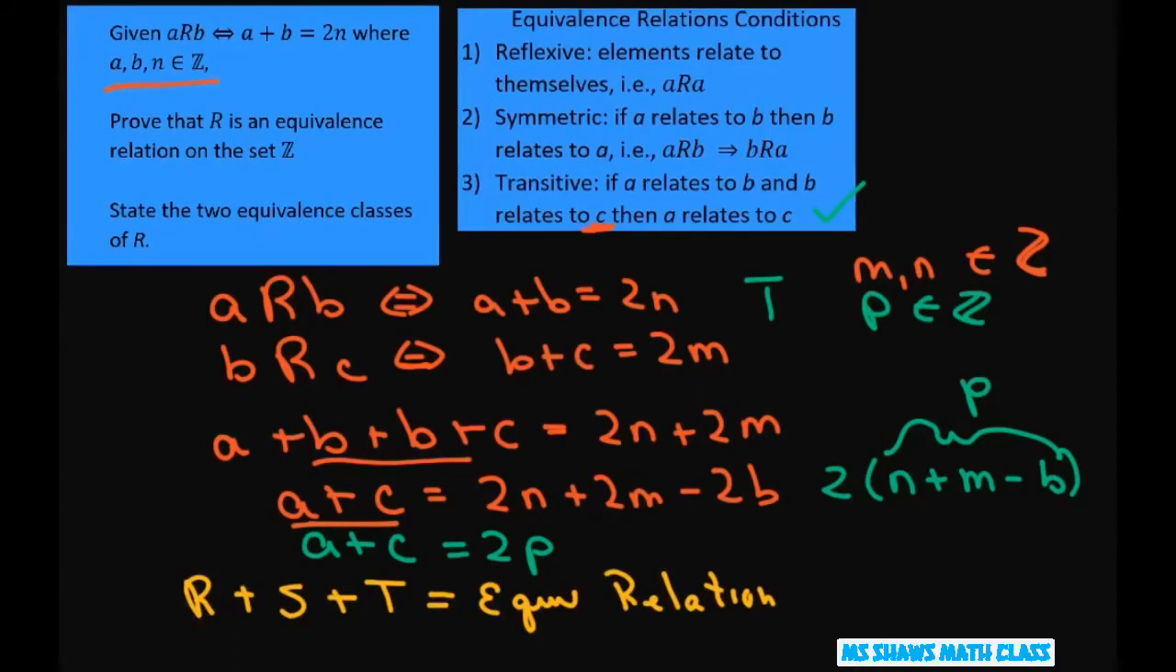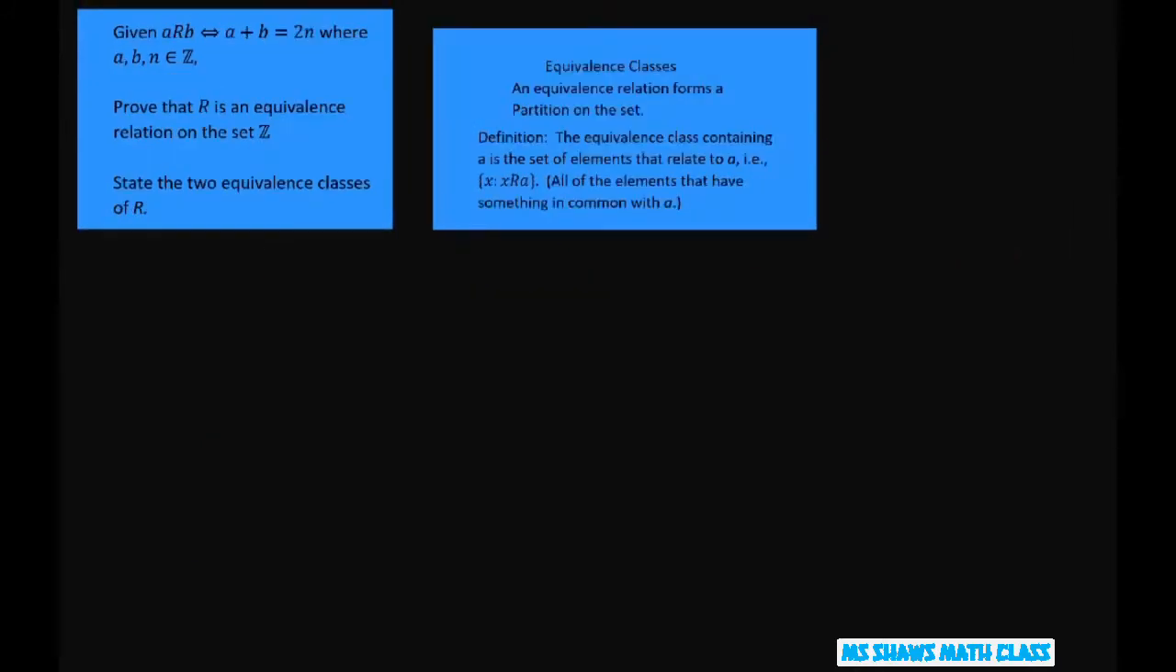And your two equivalence classes basically is your even numbers and your odd numbers. You just plug in your even and odd numbers. When you add two odd numbers, that can be divided by 2. The sum of two odd numbers is an even number, so it's divisible by 2. Remember, 2n means it's divisible by 2.